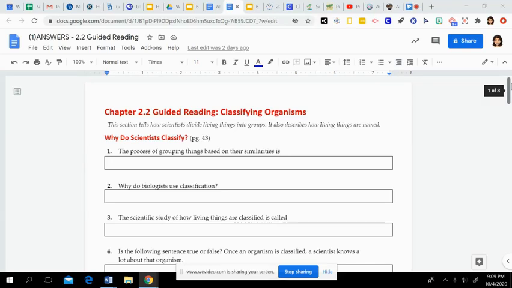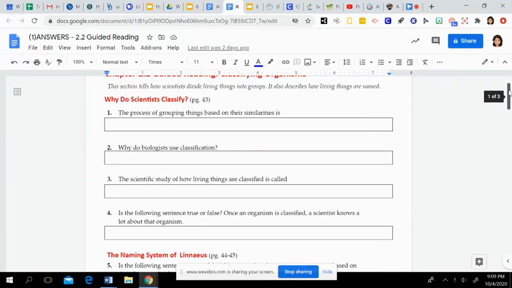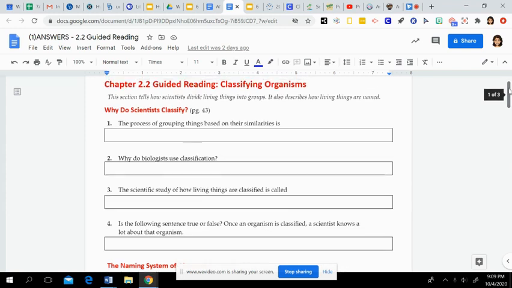Alright guys, we are going to go over the answers to our chapter 2.2 guided reading. If you are viewing this, that means you made a submission to your notes. This is just going over those answers. You can always go back and fix any questions that you missed or were confused about on your notes, and you can always resubmit them.